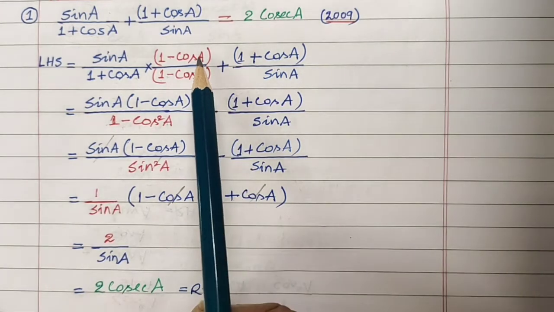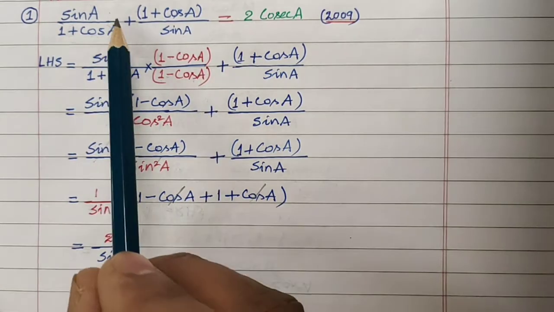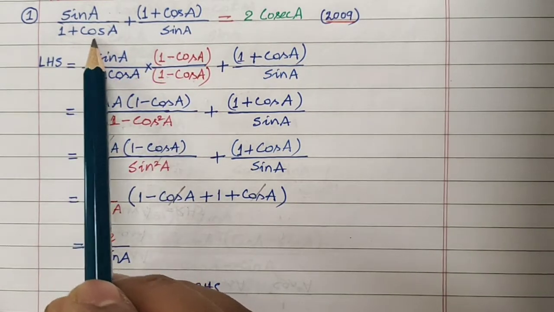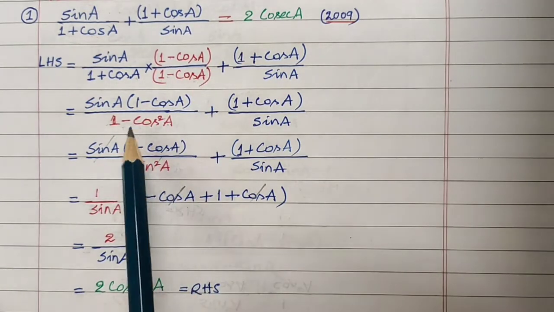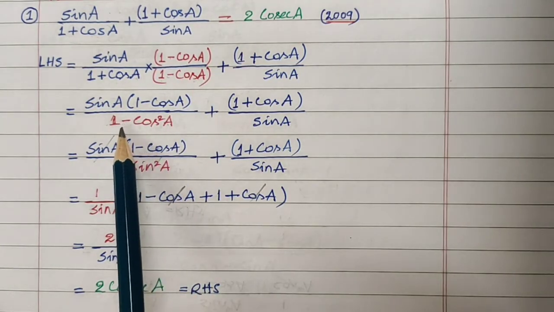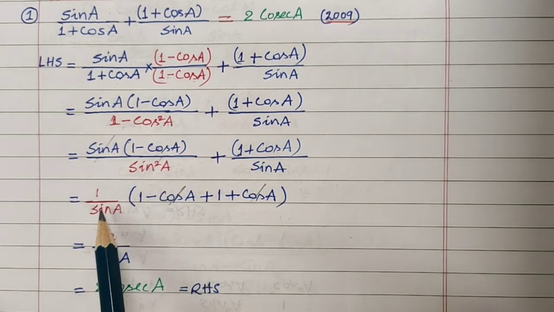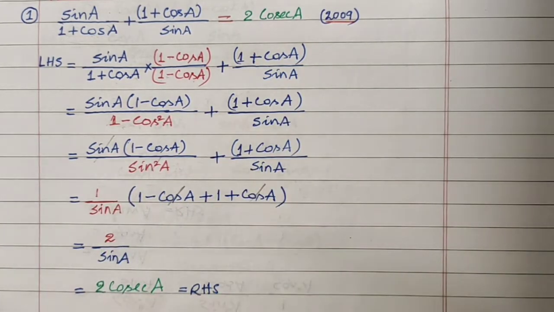So in this problem, we multiply both numerator and denominator by changing the sign of the denominator, 1 minus cos A, and write 1 minus cos square A as sin square A, then take the common factor, and the rest follows.